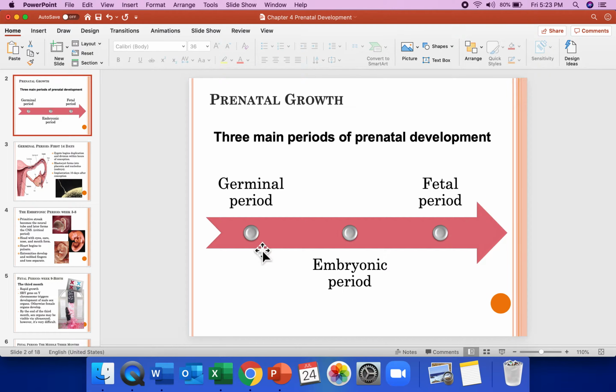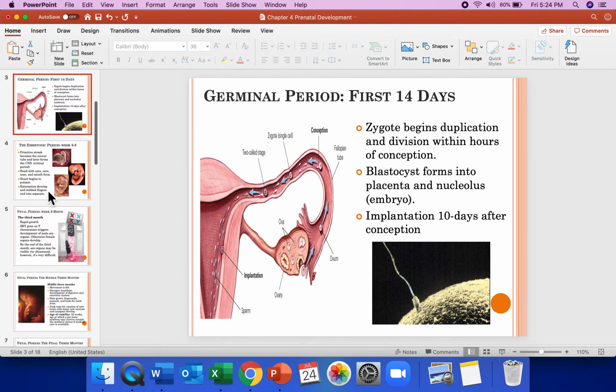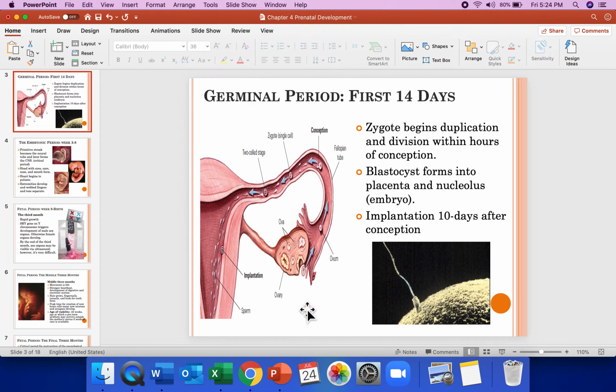The germinal period is the shortest, it's about 2 weeks. Embryonic period is about 6 weeks, and then the fetal period, the longest of all three, is about 7 months. So let's look at the germinal period. A quick refresher. The female body is going to release an egg. It is met by a sperm, and fertilization will take place, resulting in what is called a zygote.